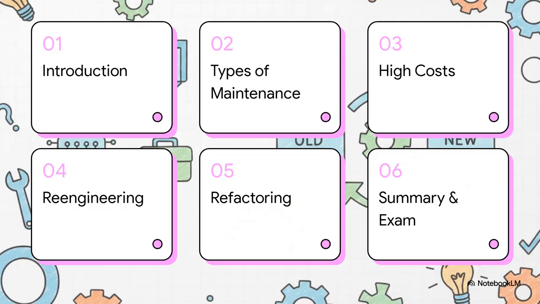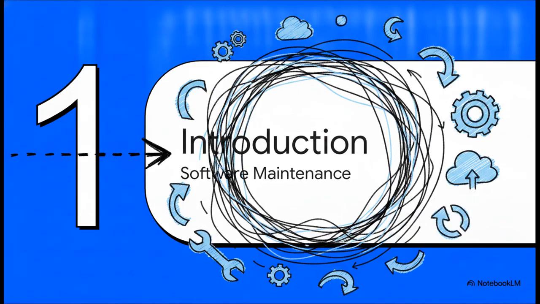Okay, here's our quick roadmap for today. We'll start with an introduction, look at the types of maintenance, dive into why the costs are so high, explore re-engineering and refactoring, and finally, wrap up with a chapter summary and a clear exam focus. All right, let's jump right into Section 1, Introduction to Software Maintenance.